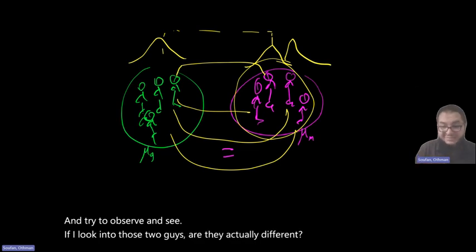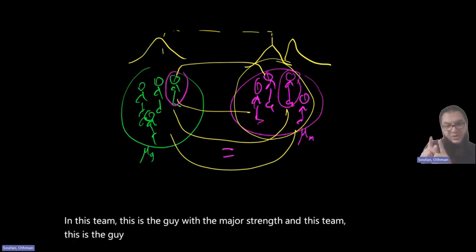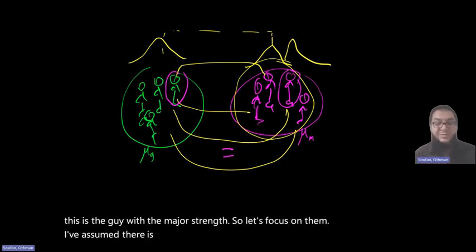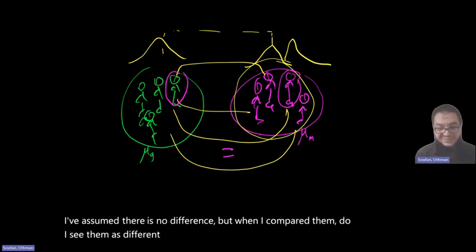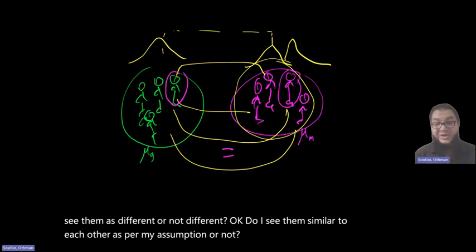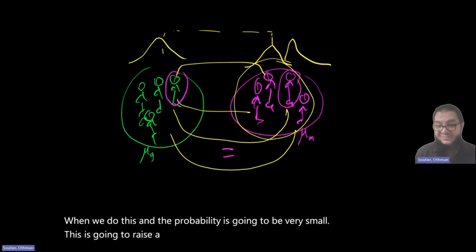Like in this team, this is the guy with the major strength. And in this team, this is the guy with the major strength. So let's focus on them. I've assumed there is no difference. But when I compare them, do I see them as different or not different? Do I see them similar to each other as per my assumption or not? When we do this, and the probability is going to be very small, this is going to raise a question.